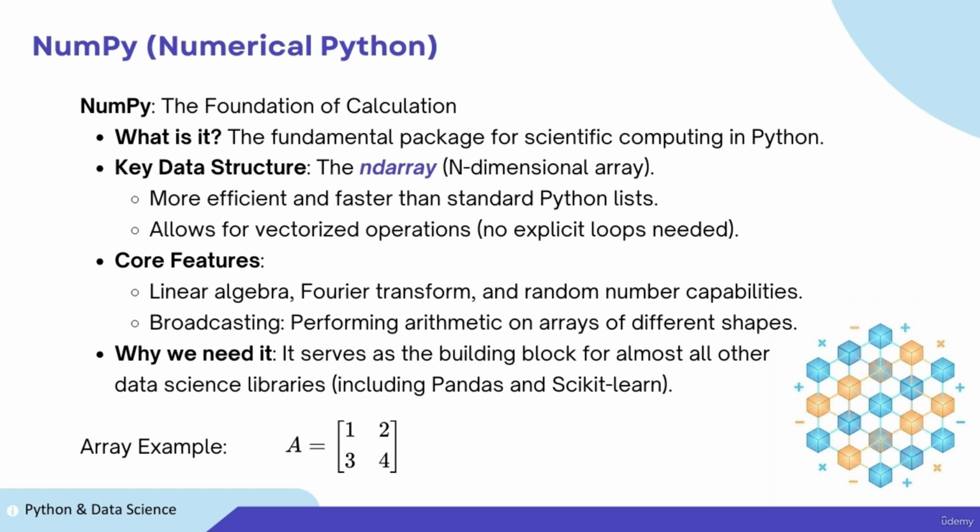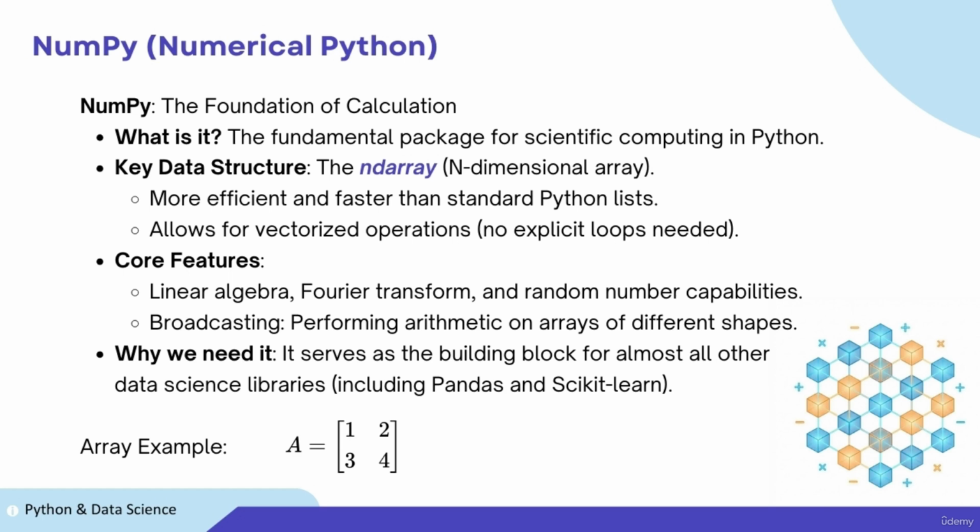Let's start at the bottom of the stack, NumPy. This stands for Numerical Python. So what is it? It's the fundamental package for scientific computing. Its secret weapon is a data structure called the ND array, or n-dimensional array. Unlike standard Python lists, these arrays are incredibly fast and memory efficient. They allow for vectorized operations. This means we can do complex math on millions of numbers at once without writing slow loops. It also handles linear algebra, Fourier transforms, and random number generation.